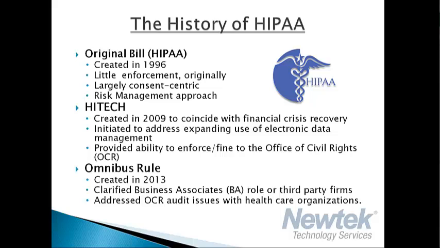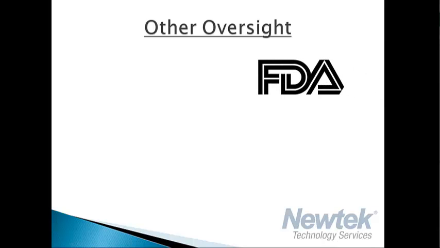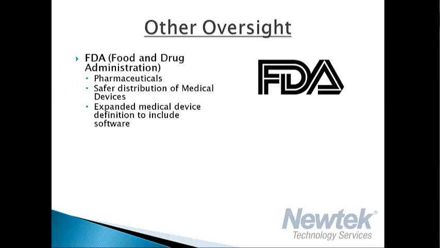So while HHS, and more specifically the OCR, is the main agency with regards to oversight to HIPAA, there are others that play a role in the HIPAA as well. One of these is the FDA, or Food and Drug Administration. Now, they have always had the ability to approve pharmaceuticals for the use in the United States. Along with this, they have overseen and had the ability to approve medical devices for use to make sure that they are effective and distributed safely.